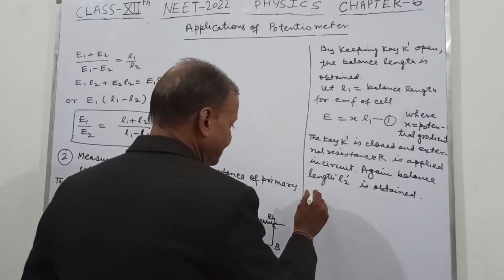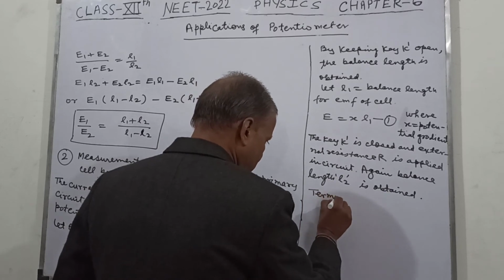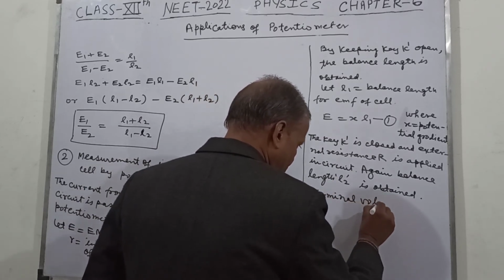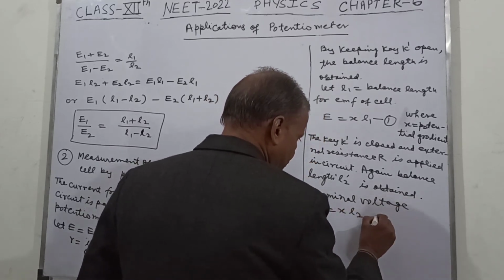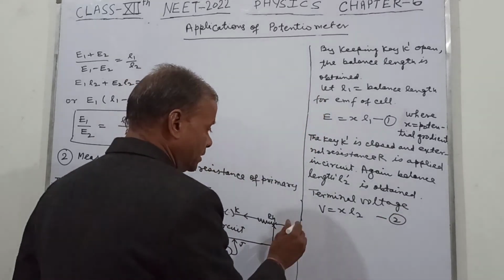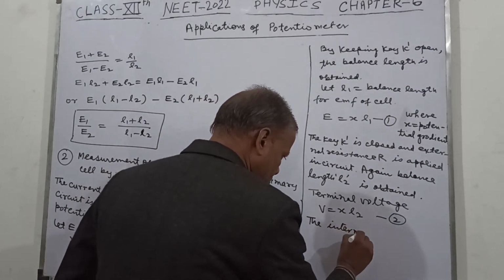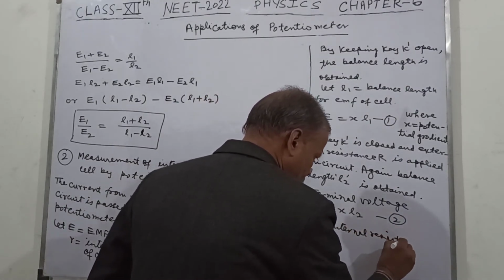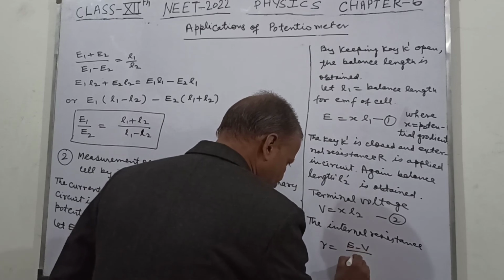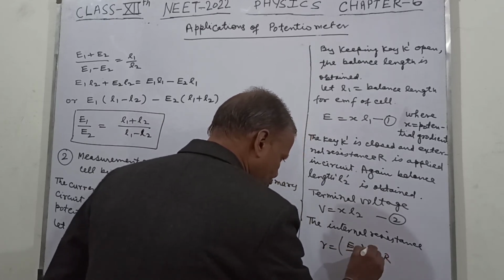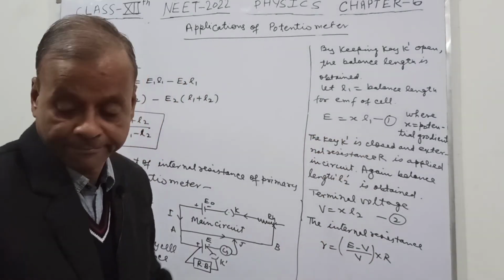So now we have terminal voltage V equal to X L2. This is now number 2. The internal resistance r equal to (E minus V) upon V into R. This we know. Now put the value of E and V from 1 and 2 in this equation.